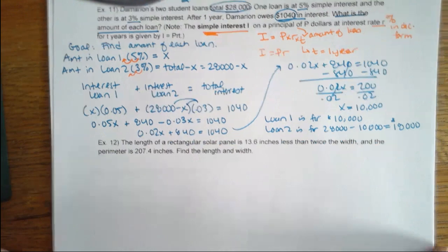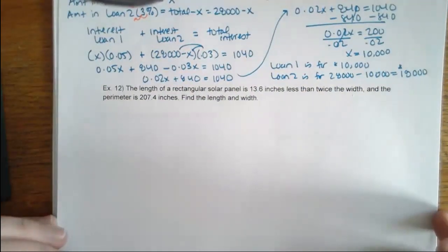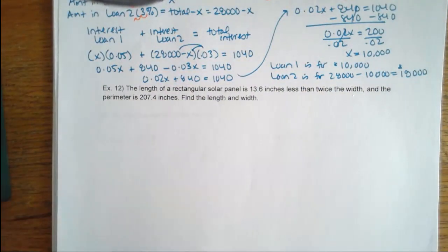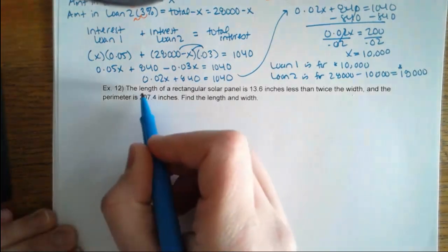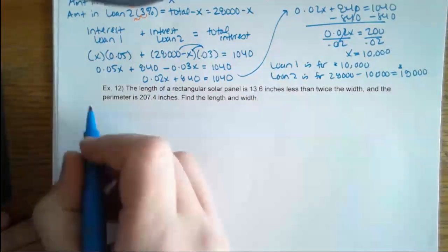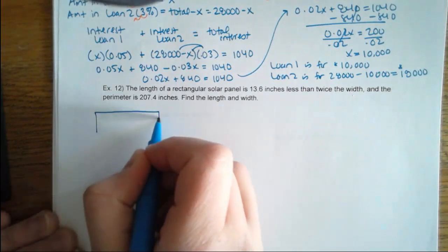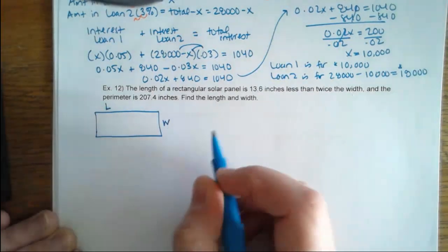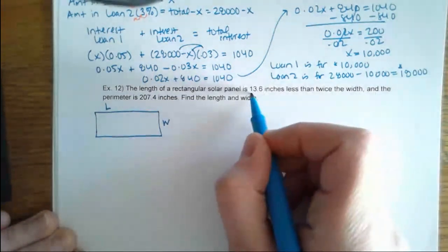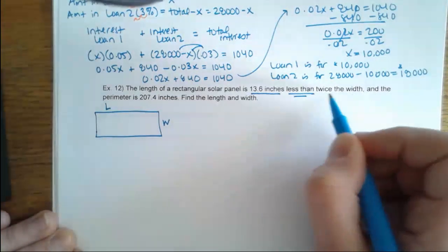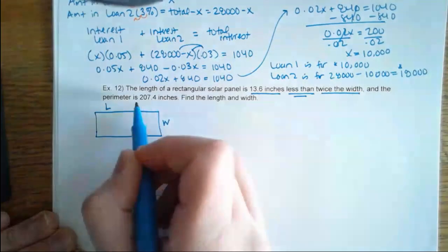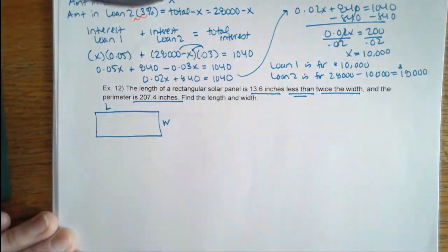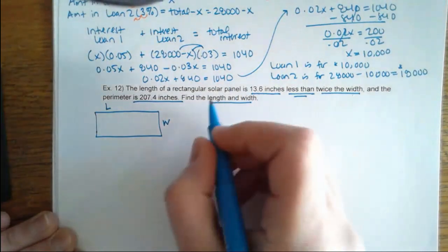My last example here for our applications is a geometry one, which I really like. So again, I tried to bring in a couple of different style ones. So we know the length of a rectangular solar panel. We'll call this the length, call this the width, is 13.6 inches less than twice the width, and the perimeter is 207.4 inches. Find the length and the width. So there's our goal.